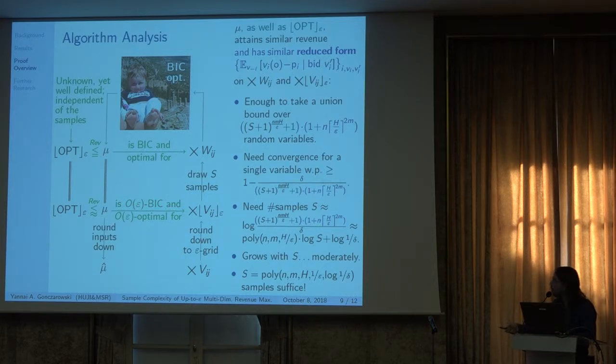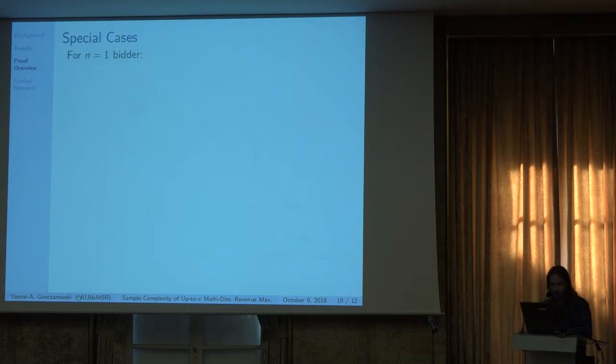So that's going to complete our argument for why mu is almost BIC and almost optimal for the rounded distribution. It's straightforward, and I'm not going to do it here, to show that if we give up another epsilon in incentive compatibility, then this modified mu will get the same revenue for the real distribution. That completes our general proof.